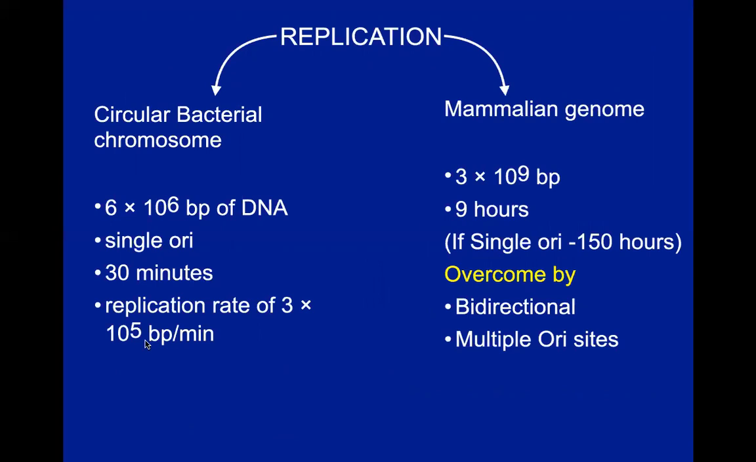What happens in the mammalian genome? It contains many more base pairs, 3 × 10^9 base pairs, but this is completed in 9 hours. If there were a single origin of replication as in the circular bacterial chromosome, this would be completed only after 150 hours, but it's completed in 9 hours. How does this happen? This is overcome by bidirectional replication and multiple origin of replication sites. These two are very important for completion in 9 hours.